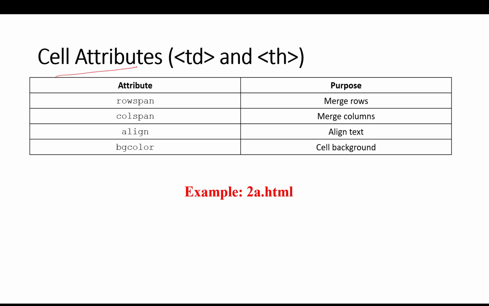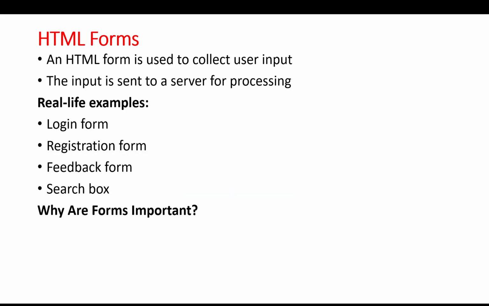So let's discuss the cell attributes. We have rowspan to merge rows, colspan to merge columns, align to align the text left, right, or center, and bgcolor, which is the cell background. Here all the cells are aligned at the center of the table. If we want to align like this, we need to use align in the cell. A cell is nothing but td or th, so inside the td or th we need to use the attribute known as align.